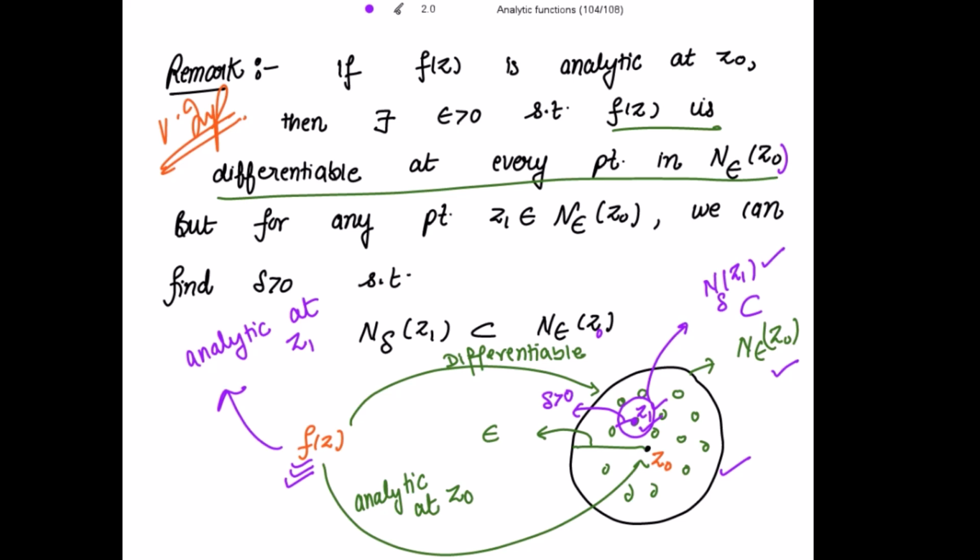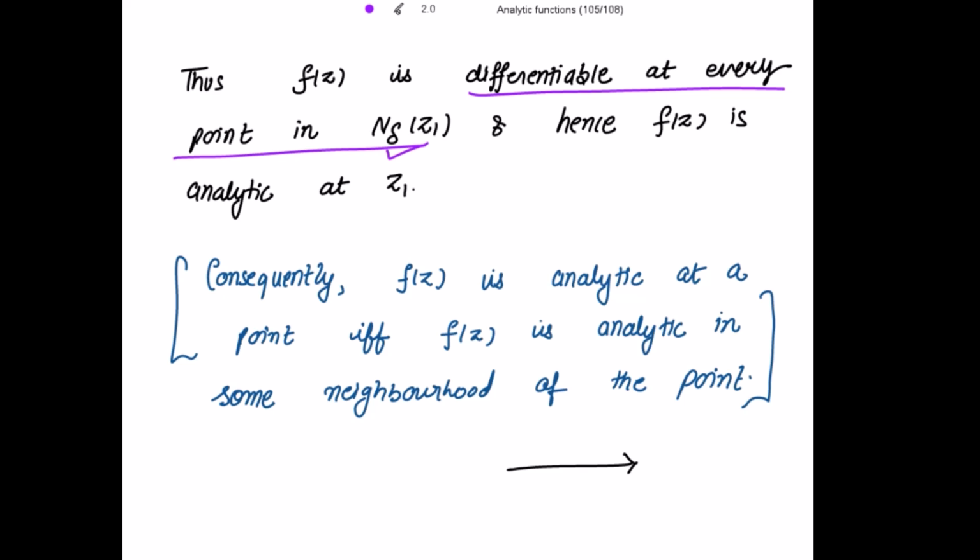Right? So for the analyticity of a point, the function must be differentiable at all the points of some neighborhood of that point. Consequently, please take this as your remark: f(z) is analytic at a point if and only if f(z) is analytic in some neighborhood of that point. So it is vice versa. If the function is analytic at a point, then it is analytic in some neighborhood of that point also. And if the function is analytic in some neighborhood of the point, then the function is also analytic at that point. It is vice versa, right?